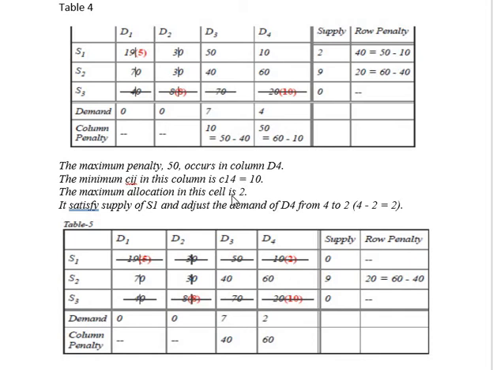So the maximum allocation to the cell is 2. That is, we can calculate minimum of 4 and 2. So minimum is 2. We can allocate that value to that cell. Satisfy the supply of S1 and adjust the demand of D4 from 4 to 2. Then we can form the next table corresponding to the rim values. The rim value corresponding to S1 becomes 0. Then corresponding to D4 it becomes 2. Then strike out that row corresponding to S1. Then we can form the next table.